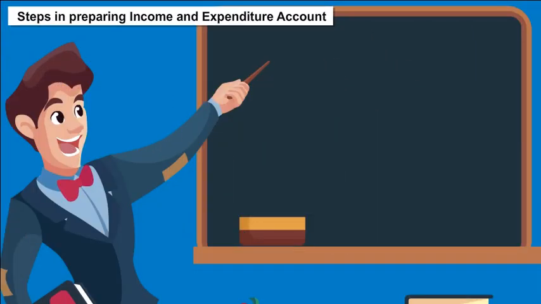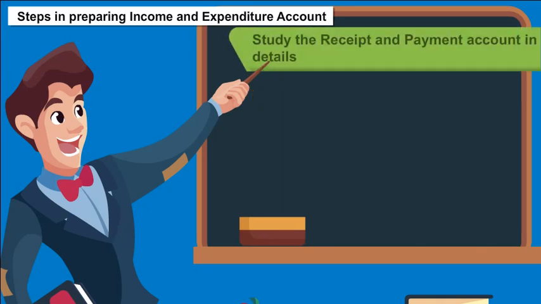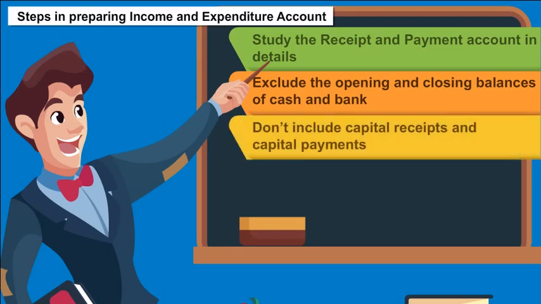Steps in preparing income and expenditure account. We need to take the following steps while preparing income and expenditure account from receipt and payment account. Study the receipt and payment account in detail. Exclude the opening and closing balances of cash and bank from income and expenditure account. Don't include capital receipts and capital payments, as these things will be reflected in the balance sheet.